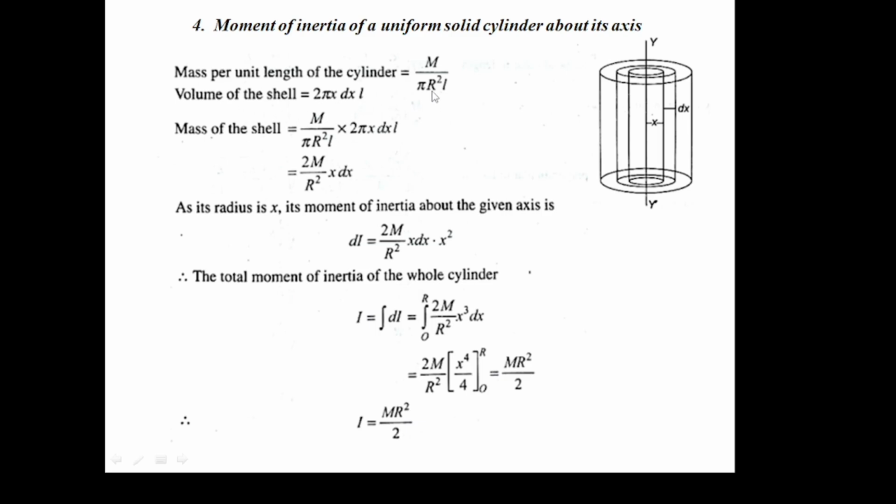So the mass of the shell is the mass per unit volume into the volume of the shell, that is, 2 pi x dx into l. Again dI is equal to this into x square, as its radius is x, and the integration will be from 0 to r. Then we get again I equal to half M r square.